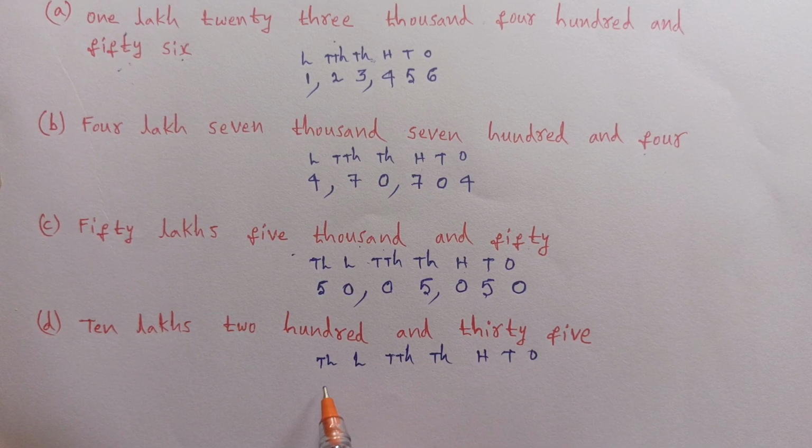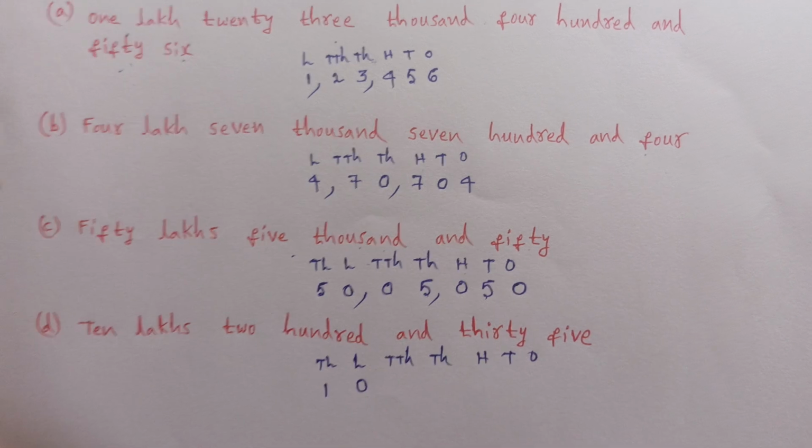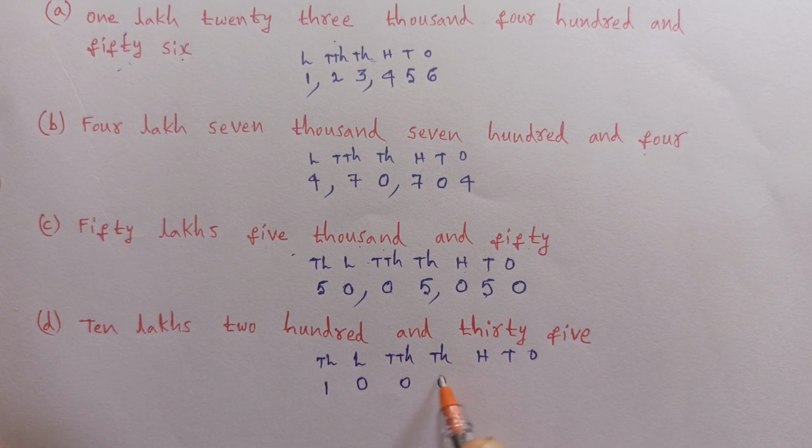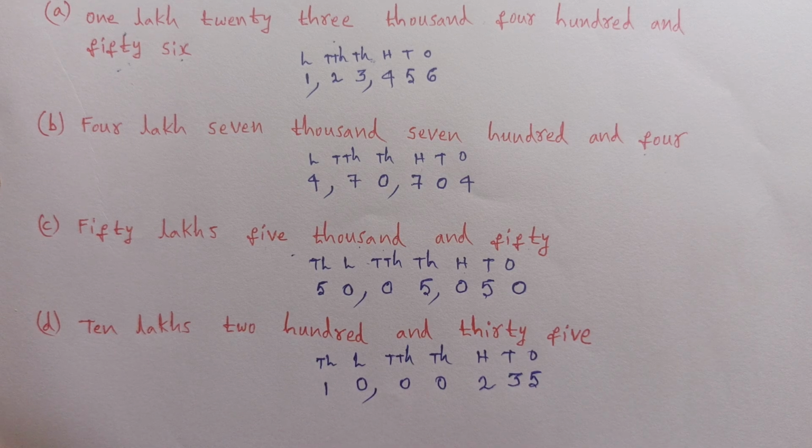Now the last one, 10 lakh 235. So 10 lakh, so in the 10 lakh place I am writing 1. In the lakh place nothing I am writing. Next, 1,000 and 10,000 are not mentioned, so they are actually zeros. In the hundreds place 2, and 35, so 3 tens are 30 and the ones place is 5. So this is 10 lakh 235.